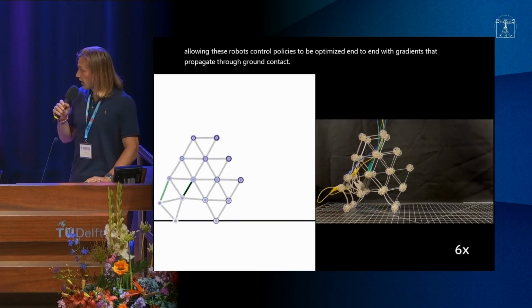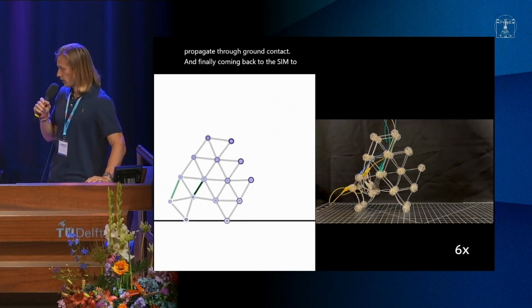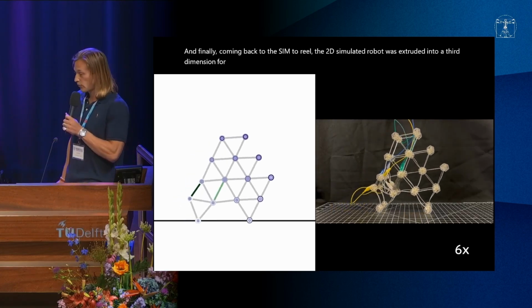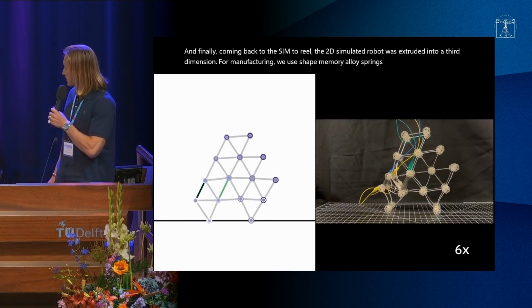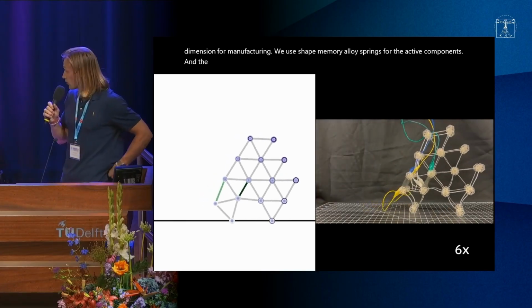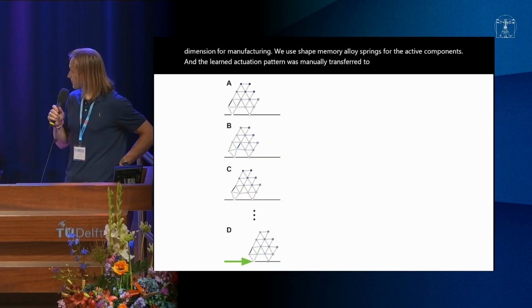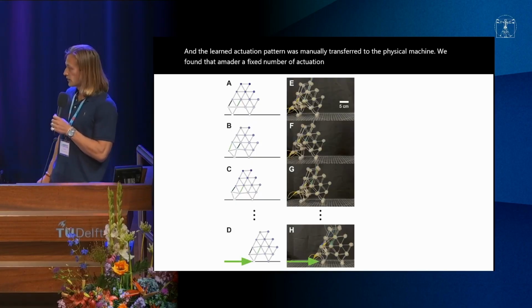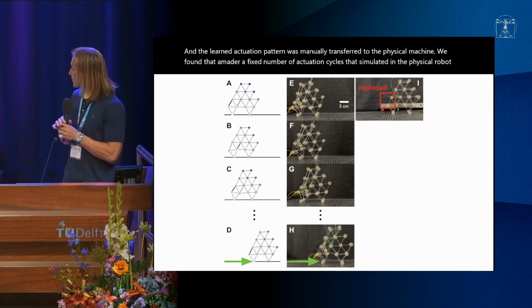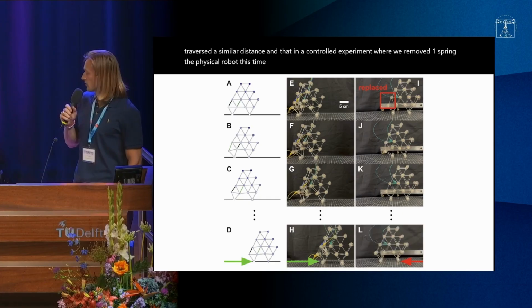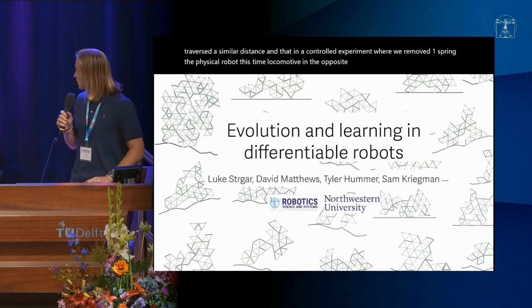And finally, coming back to the sim-to-real, the 2D simulated robot was extruded into a third dimension for manufacturing. We used shape memory alloy springs for the active components, and the learned actuation pattern was manually transferred to the physical machine. We found that under a fixed number of actuation cycles, the simulated and the physical robot traversed a similar distance, and that in a control experiment where we removed one spring, the physical robot this time locomoted in the opposite direction.